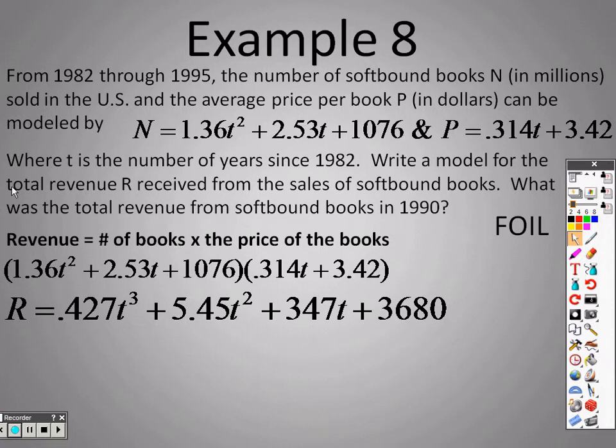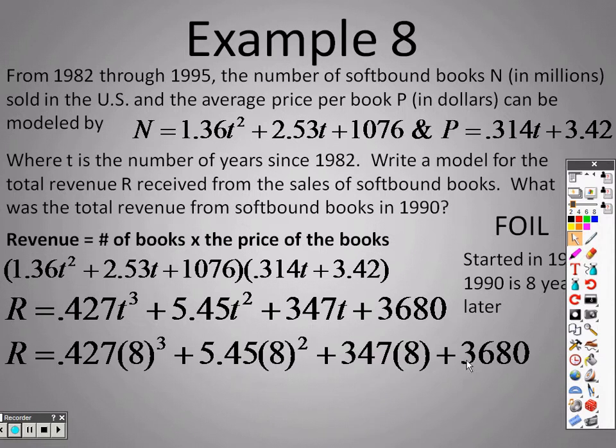T, I said, stands for the number of years since 1982. And it says, what was the total revenue from softbound books in 1990? Well, from 1990 to 1982 was 8 years. So I put an 8 in everywhere where there was a T, and I plugged it in, and we ended up with roughly $7.02 billion.